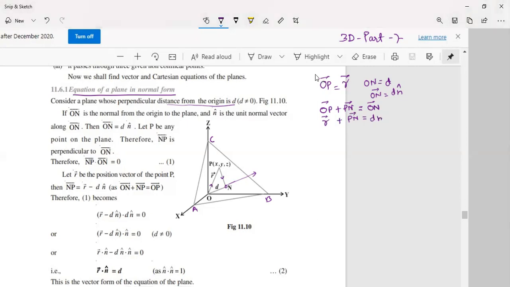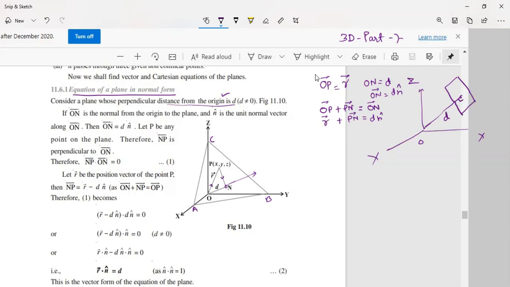See, this is a plane, any plane. Just imagine a 3D diagram. Here you have x-axis, y-axis, z-axis, and what is given is the distance from the origin. This is the perpendicular distance from the origin. This distance is given, that's it. We have to find the equation of the plane.